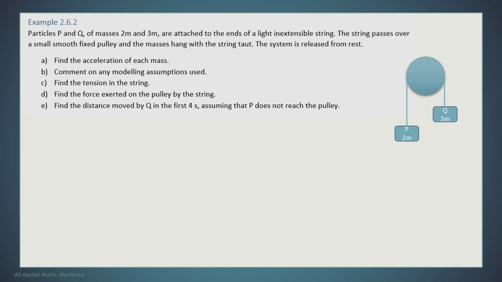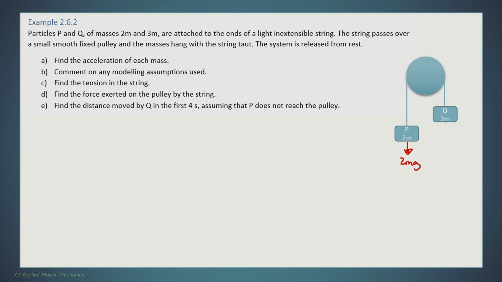Let's have a look at example 2.6.2. So it's the same sort of system. Particles P and Q have masses 2m and 3m. Now when you get given a question like this, where we're given the masses in terms of algebra, then that doesn't mean that you can just come up with a value for what you think that algebra should be. So just because it's got 2m and 3m in there, I'm still going to be working with those values. So if we put the forces on, that's 2mg.